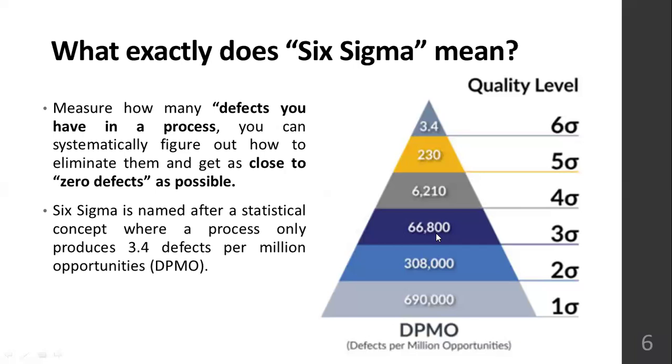You can compare where is 1 million and where is 3.4. 1 million means 10 lakh. So out of 10 lakh opportunities, just 3.4 times you are failing. That's it. That is Six Sigma, as close to zero defects as possible. So Six Sigma can also be thought of as a goal. Even if you are not able to achieve Six Sigma level practically, you can at least consider it as a goal that you want to work towards.